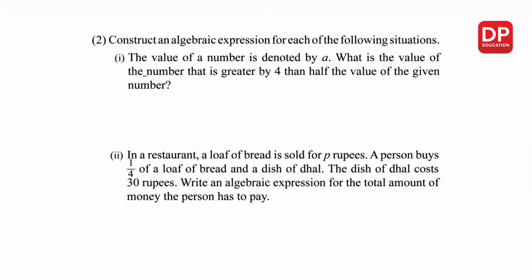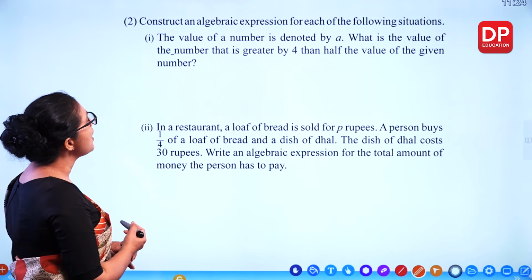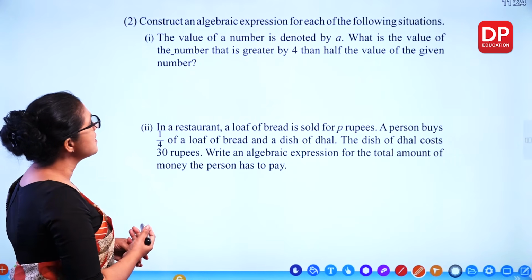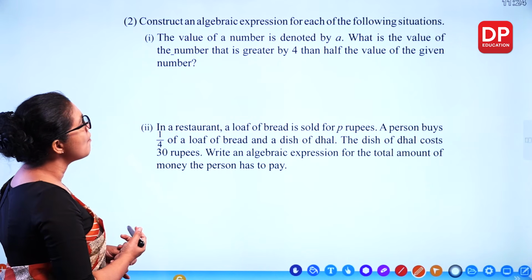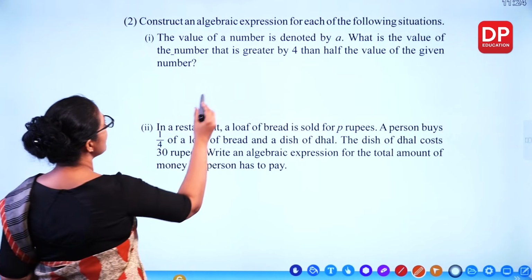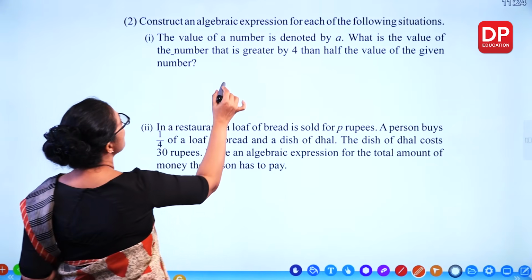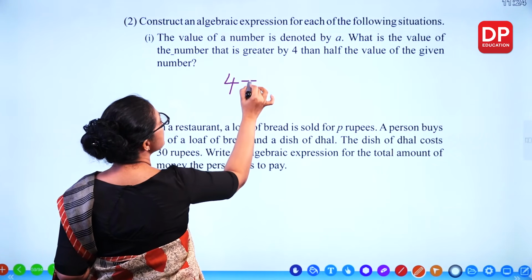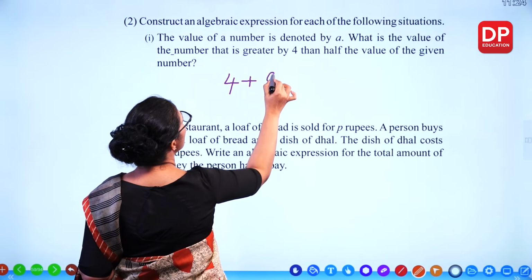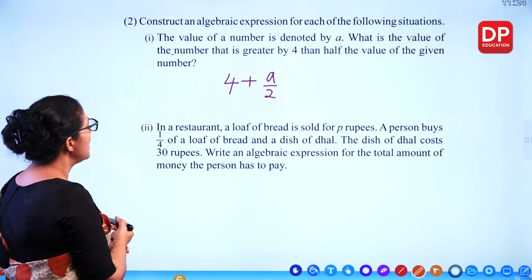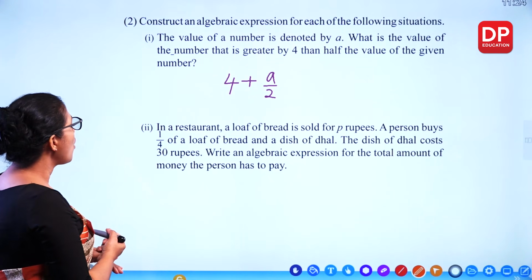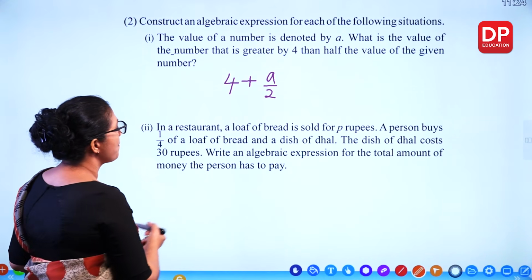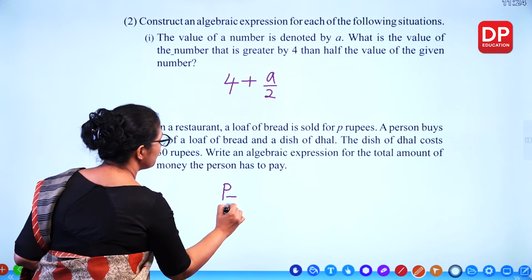Question number 2. Construct an algebraic expression for each of the following situations. The value of a number is denoted by a. What is the value of the number that is greater by 4 than half the value of the given number? So the value becomes 4 plus half the value of the given number, a over 2. In a restaurant, a loaf of bread is sold for p rupees. A person buys a quarter of a loaf of bread. So that means p over 4 is the price.